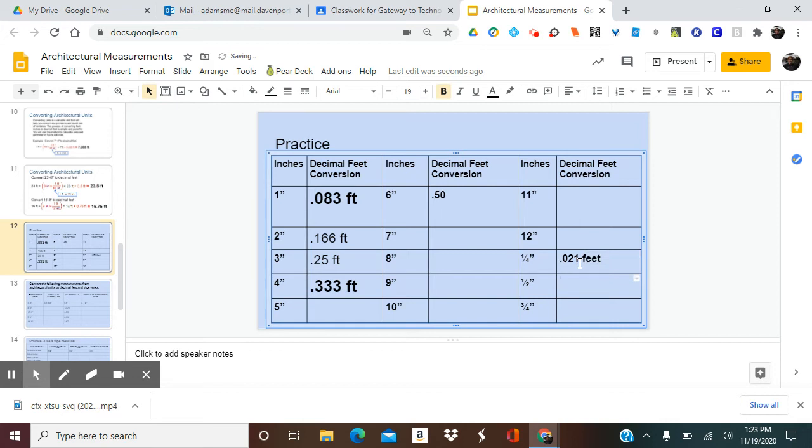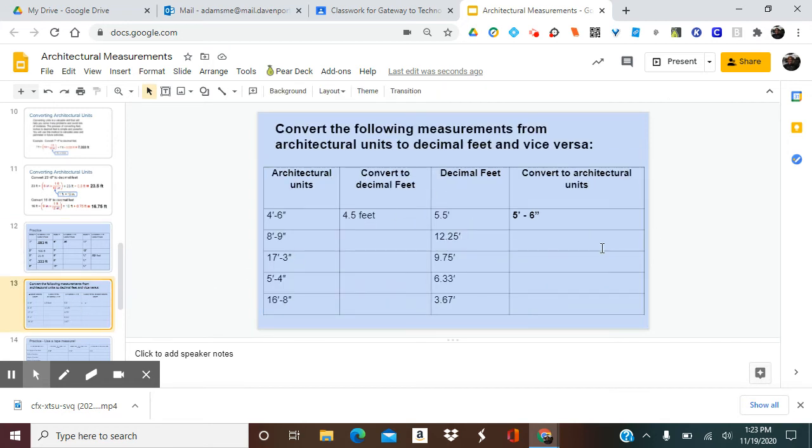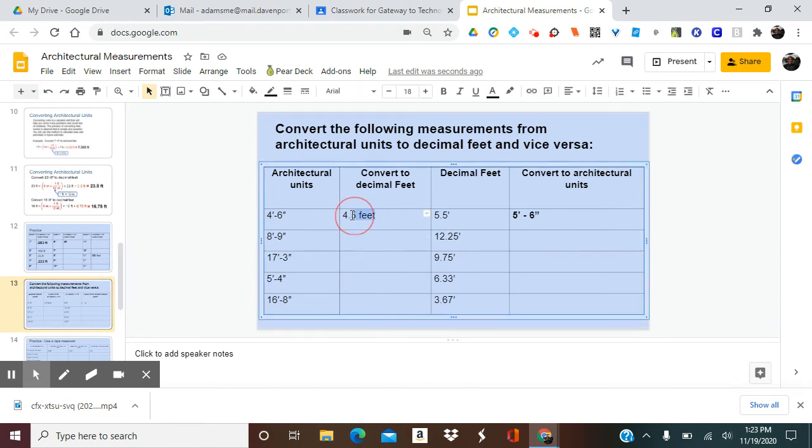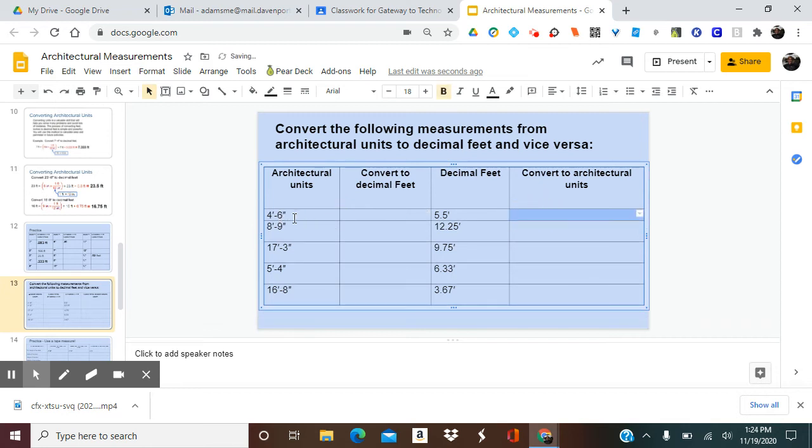Half an inch is 0.5, 3/4 of an inch is 0.75. All right, so then you're gonna finish that. And then we're gonna try practice conversion. So on this side, we're gonna convert from feet and inches to decimal feet.